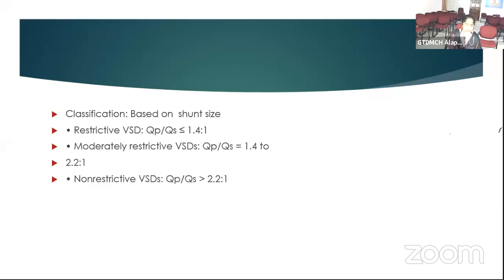Then coming to classification based on shunt size. There is something called QP by QS ratio. That is the ratio of the pulmonary blood flow to the systemic blood flow. So a VSD will be called a restrictive VSD if the QP by QS is less than or equal to 1.4:1. Moderately restrictive VSD is QP by QS more than 1.5 but less than 2.2:1. Non-restrictive VSDs are QP by QS more than 2.2:1.